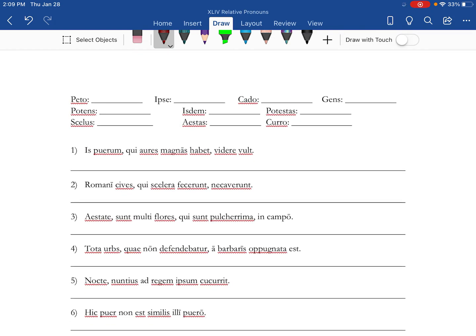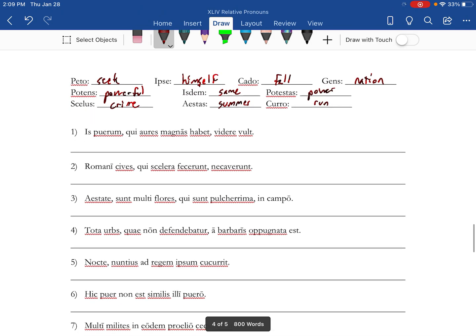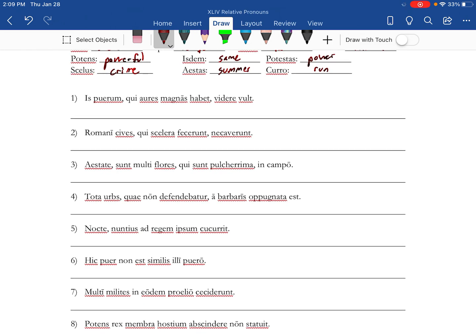Alright, last little bit here, home stretch. Sentences: seek, himself, fall, nation, powerful, crime, same, summer, power, run. So try out these sentences, and then when you get stuck or finish, play and go to the one that you need help with or need checked.